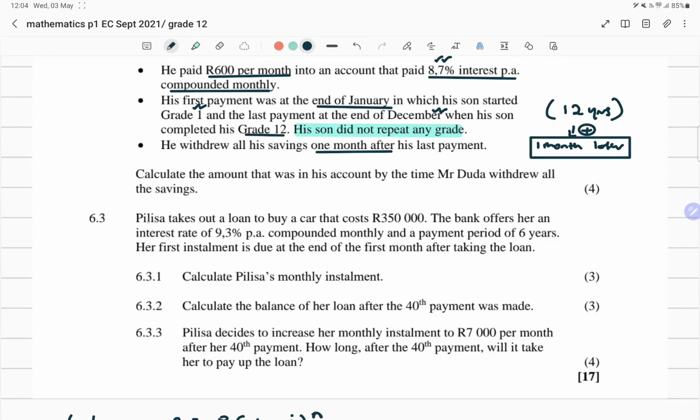Anyway, let's go on. 6.3, we're told Pilisa takes out a loan to buy a car that costs 350 000 rands, so already starting on a negative. The bank offers her an interest of 9.3% per annum, compounded monthly, and a payment period of 6 years. So you see, you're told everything. Now her first installment is due at the end of the first month after taking the loan.